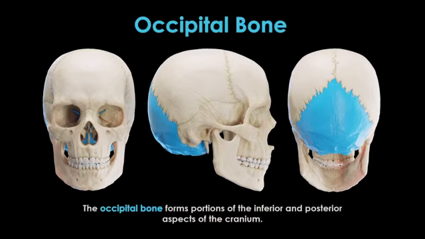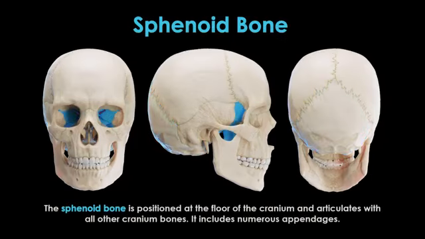The occipital bone forms portions of the inferior and posterior aspects of the cranium. The entire weight of the cranium is transferred to the spine through the occipital bone. The next bone of the cranium is called the sphenoid bone. The sphenoid bone is positioned at the floor of the cranium and articulates with all other cranial bones. It includes numerous appendages, such as the greater and lesser wings, the sella turcica, and many more.